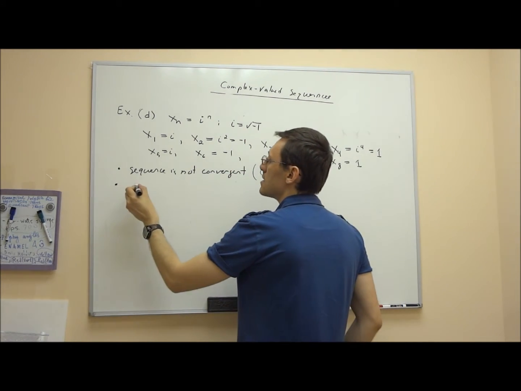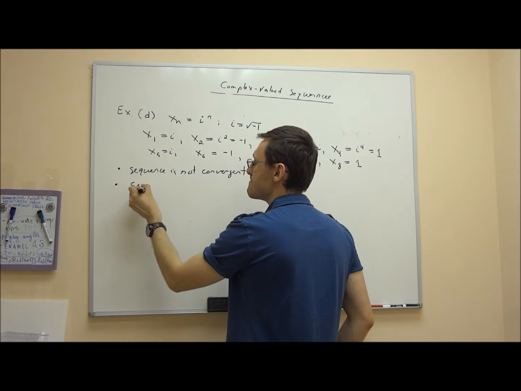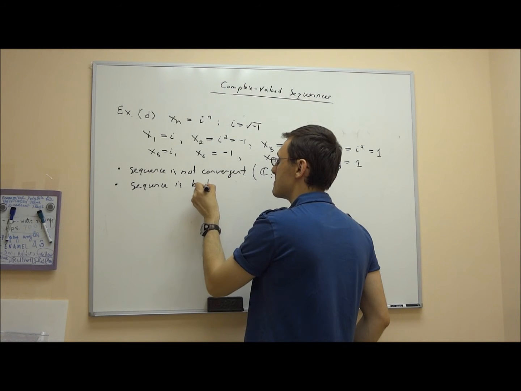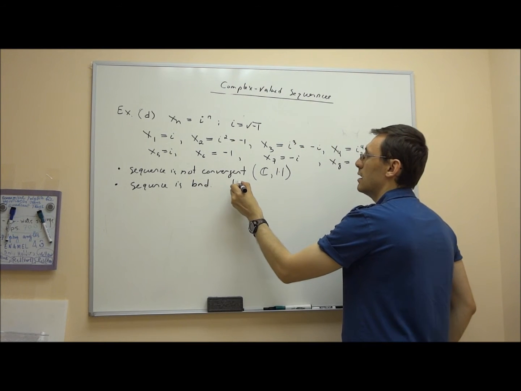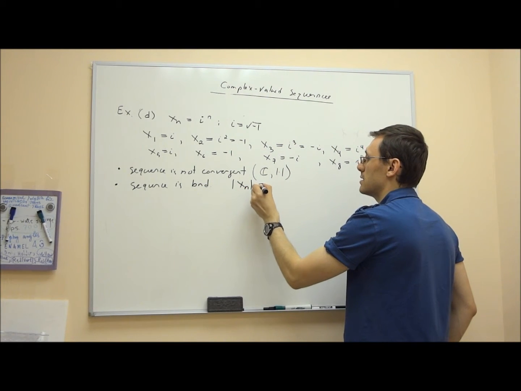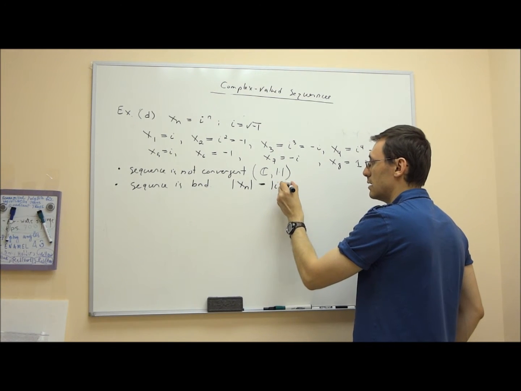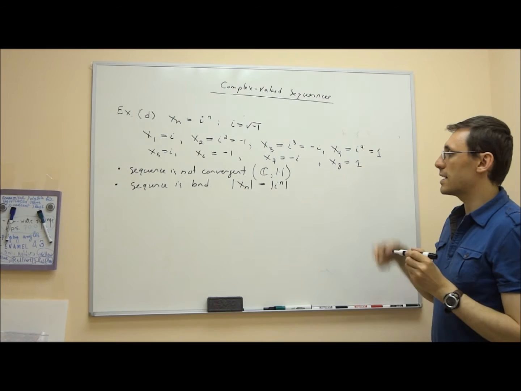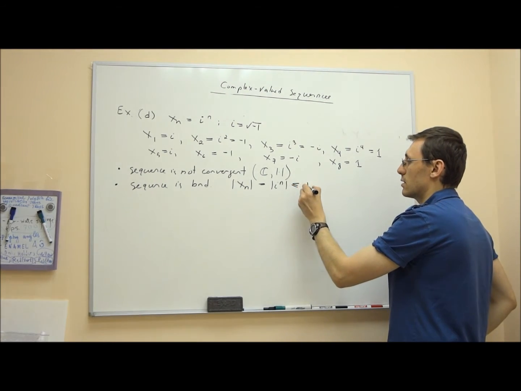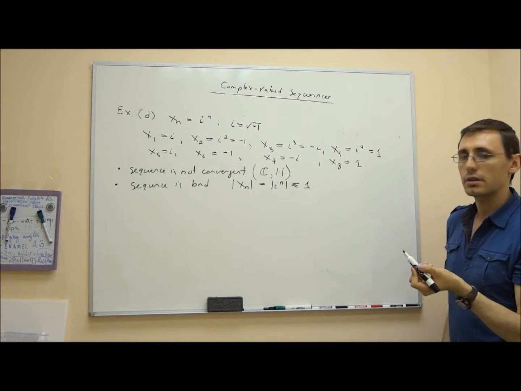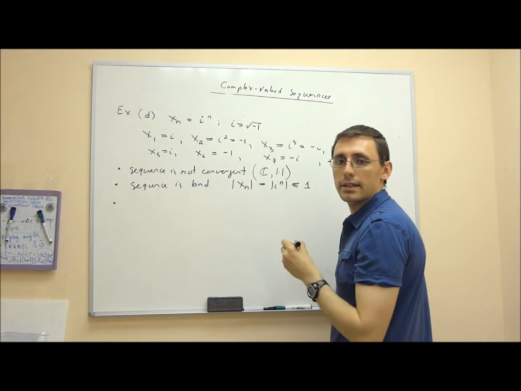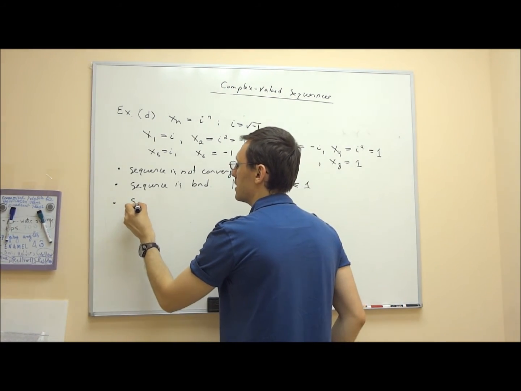The sequence is bounded. So if you take any xn, that is absolute value of i to the n, you find out that all those numbers are just of size 1. So that's less than or equal to 1. So it's bounded, and the sequence has finite range.